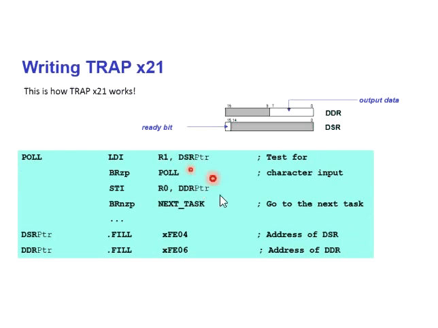And when we go out, the ready bit is 1. That means the screen is ready for us to display the new character. So at that time we can display it. We already have the new character in R0, and if you want to display it, for example 1221H, we use STI from R0 to DDR. And then we go to the next task.